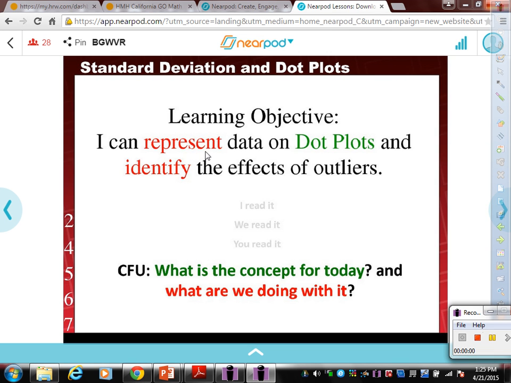Objective for today: I can represent data on dot plots and identify the effects of outliers. Let's read it together. 1, 2, 3. I can represent data on dot plots and identify the effects of outliers.